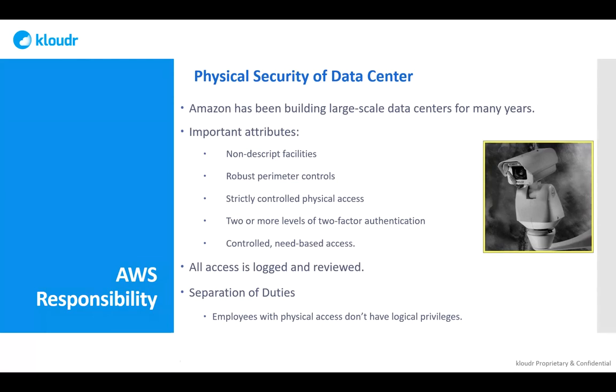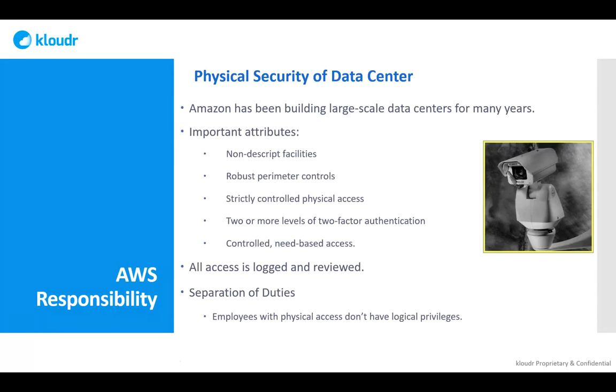AWS's responsibility is the physical security of the data center. AWS has been designing and building large-scale data centers for many years. The key difference between AWS and some competitors is that their data centers are owned by them. They design and build their data centers from scratch, and they don't rely on third-party data centers to rent a location. They have two or more levels of two-factor authentication and controlled, need-based access. No one can enter the data center without a logical need.